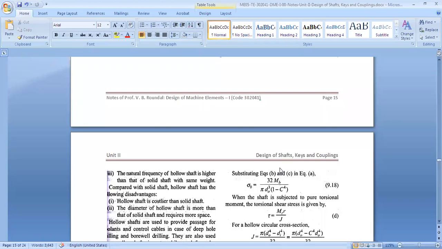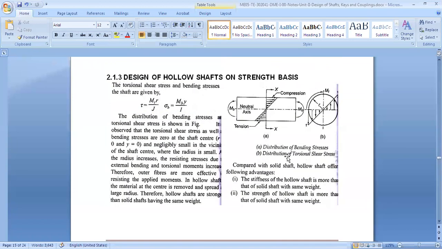But the problem with the hollow shaft is that we have to do extra work of creating a hollowness in the shaft. That means it is more costly, right? And the diameter of the hollow shaft is more, so it will need more space. So these are the two disadvantages of the hollow shaft. So hollow shaft is preferable from the strength perspective. For the same weight, hollow shaft will have more strength because it will have more outside diameter. But the disadvantage is that it is costlier to manufacture and it will take more space, right?